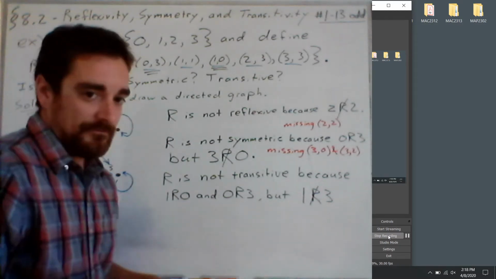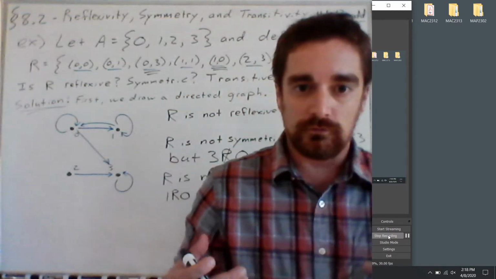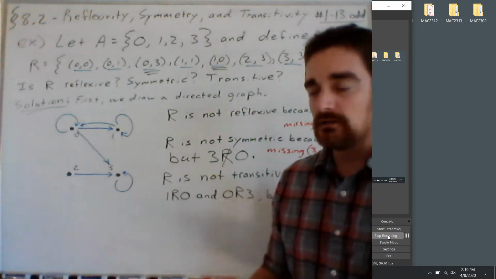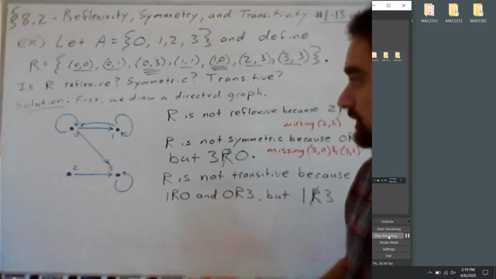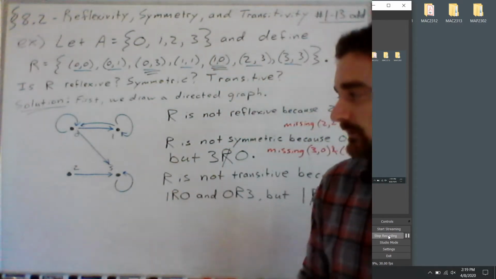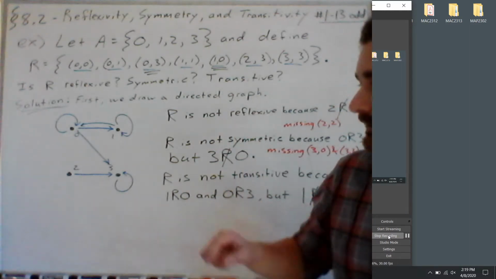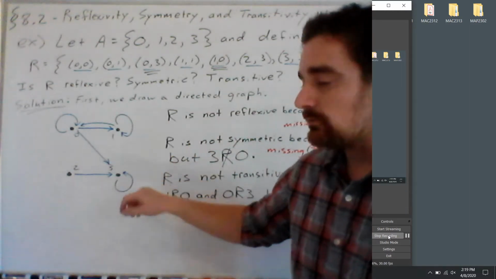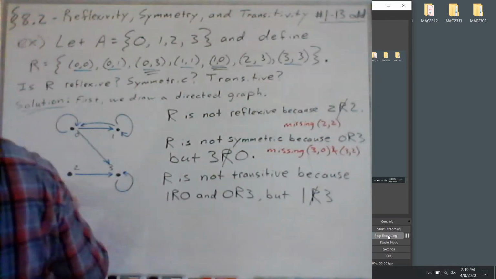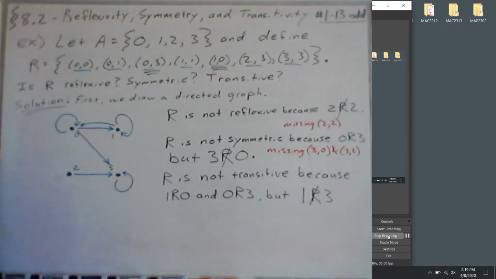So when you have this finite set, you can draw a directed graph to help visualize, hey, is this thing going to be reflexive? Well, if I had that extra little 2 to 2 relation, I could say yes immediately. 0, 0, 1, 1, 2, 2, 3, 3, reflexive. But we don't have that simply because we're missing the 2 to 2 relationship.